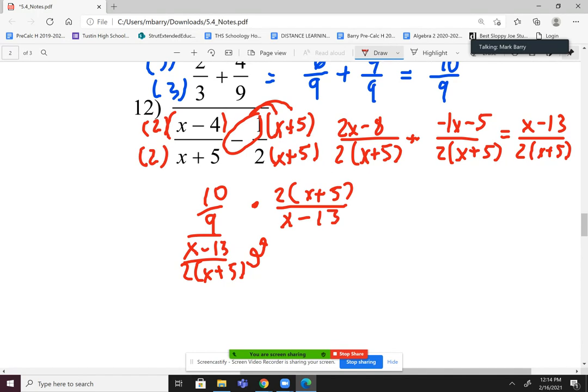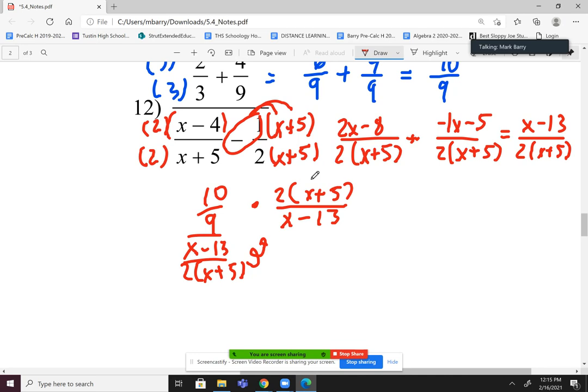Mr. Gray, instead of the 2 times x plus 5, can we put 2x plus 10? Yes. Yeah, so if on the bottom there you want to distribute that 2 with no parentheses and put 2x plus 10, that's fine. I'm actually going to end up doing that as my last step. But yeah, you could do that now. It's fine.